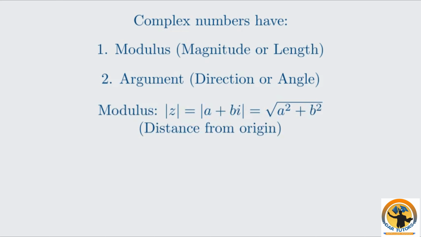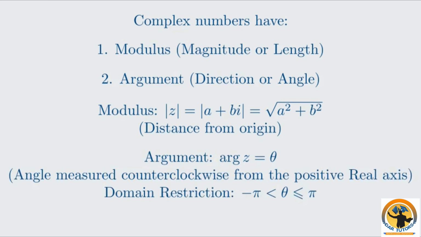By the Pythagorean theorem, this length is the square root of a squared plus b squared. The argument of z, written as arg z, is the angle theta in radians, measured counterclockwise from the positive real axis to the vector representing z. For uniqueness, we restrict theta to the interval from negative pi non-inclusive to pi inclusive.